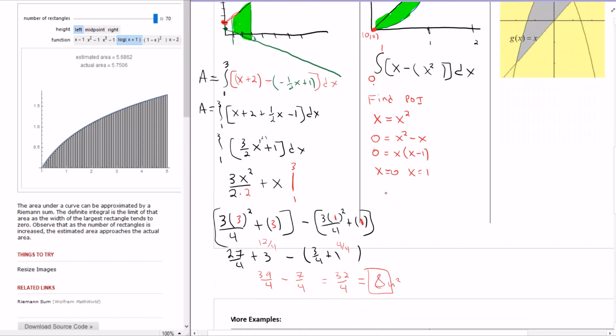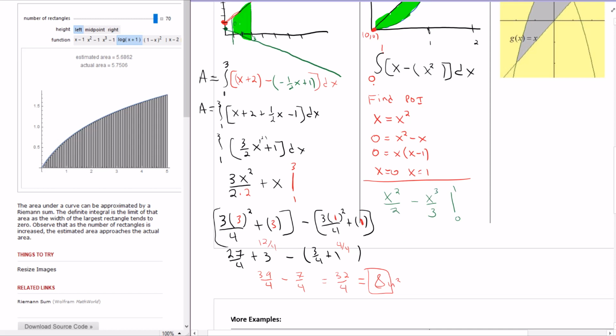Let's do this in a different color. I'm integrating now. So the integral of x is x squared over 2 minus x to the third over 3. And we're going from 0 to 1, which means we plug in 1 first.